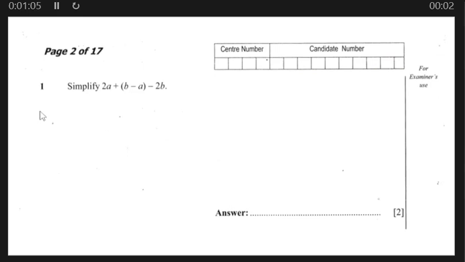So let's start with the first question, which says simplify 2a plus open brackets b minus a close brackets minus 2b. So what is to simplify? To simplify is to make a given expression simpler. When you look at this, it is an algebraic expression which they want us to make simpler.